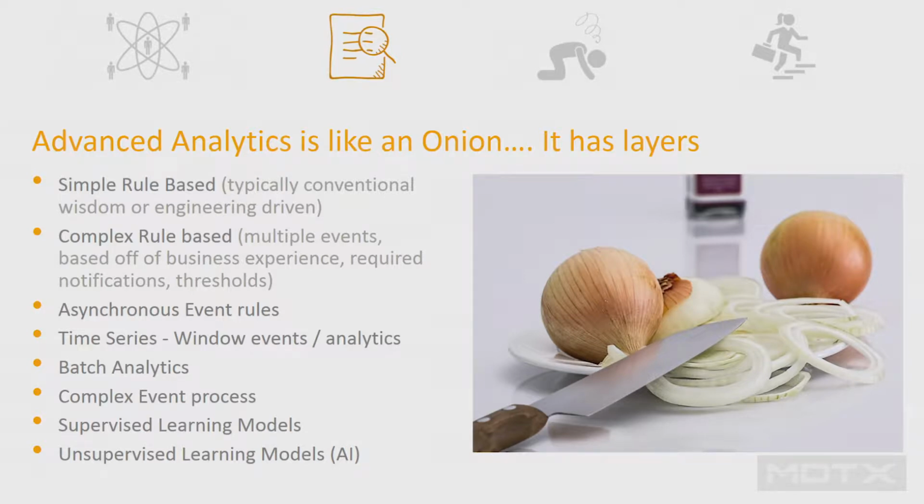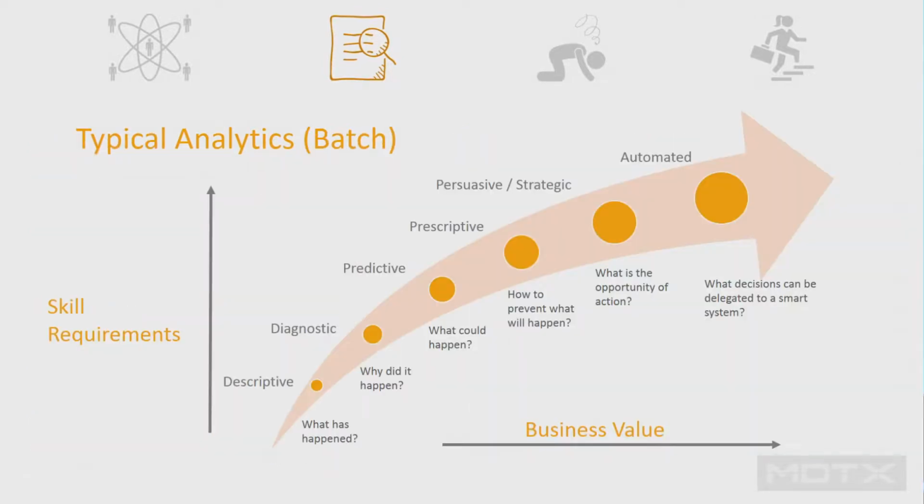And then we move into what most people would consider machine learning or artificial intelligence, and those would be supervised learning models or unsupervised learning models. Batch analytics is what you're mostly familiar with. You take a batch of data and you do something on it. So we have descriptive data, we have diagnostic data, we move into predictive data, prescriptive data, and I like to focus with customers here also on the persuasive and the strategic side of things. So how do you bring all of that data back into your product development strategically?